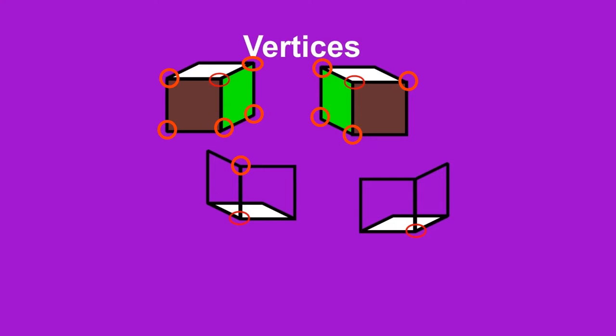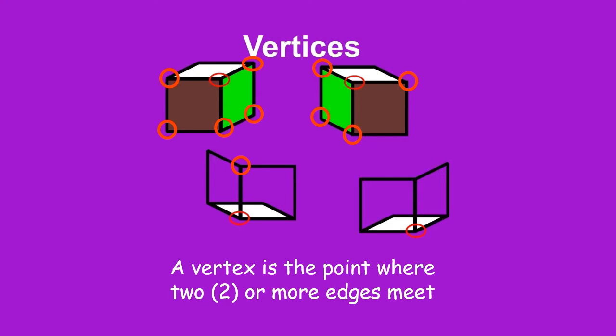Last, let's look at the vertex. Generally, the vertex of a 3D shape is the point where two or more edges meet. On the other hand, the vertex of some exceptional shapes is the point where the straight lines that form their sides meet. Hope it is not confusing, right?